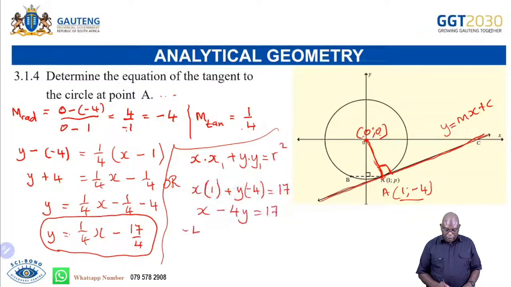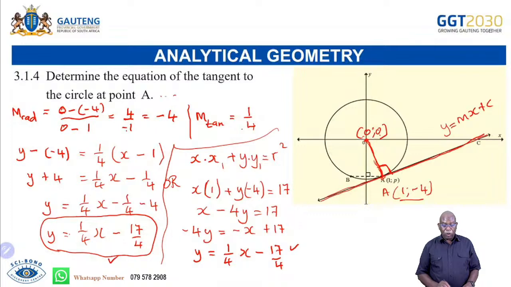Then I'll have minus 4y equals minus x plus 17. Then I divide everything there by -4. I'll get 1 over 4x, then minus 17 over 4, which is the same as that one.